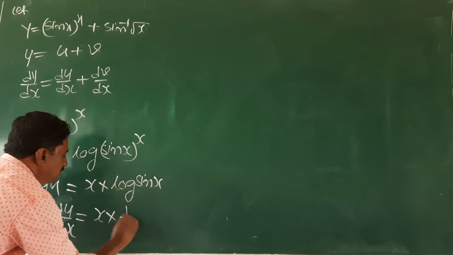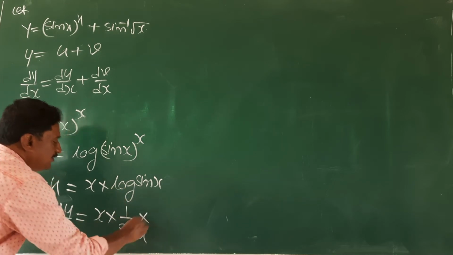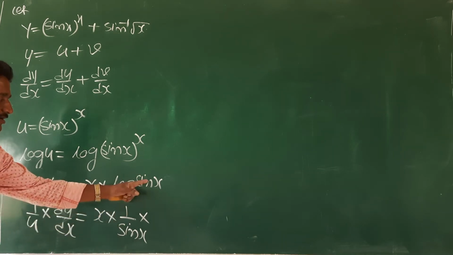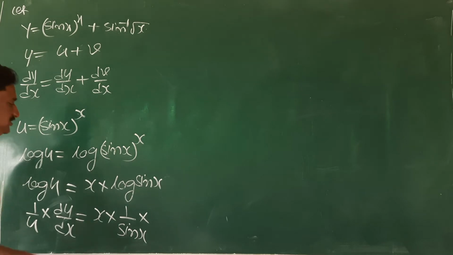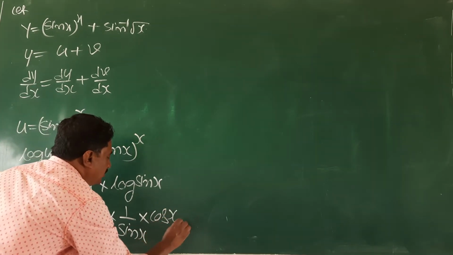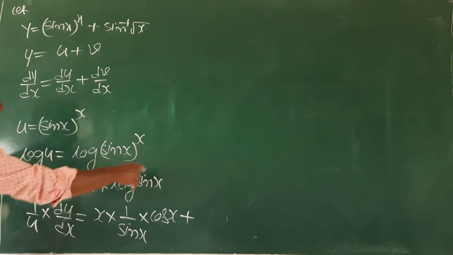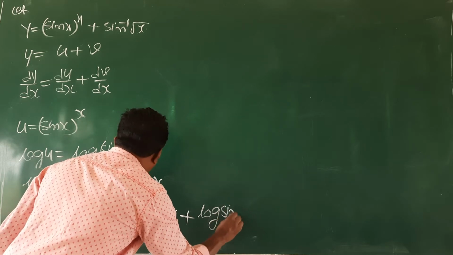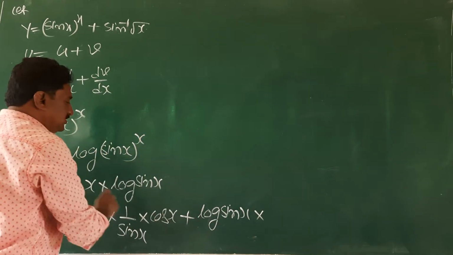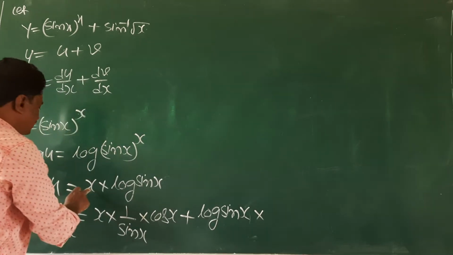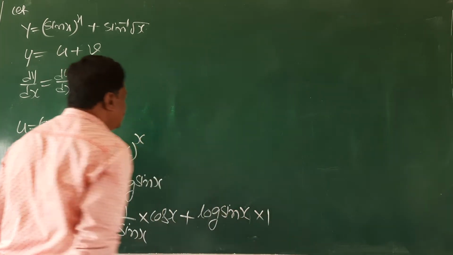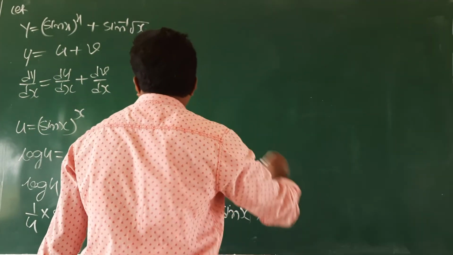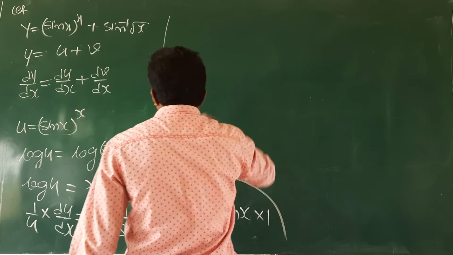Differentiation of log sin x is 1 by sin x. Go inside: differentiation of sin x is cos x. Plus keep that v as it is; v means log sin x. So you differentiate x, differentiation of x is 1. You write du by dx, students.